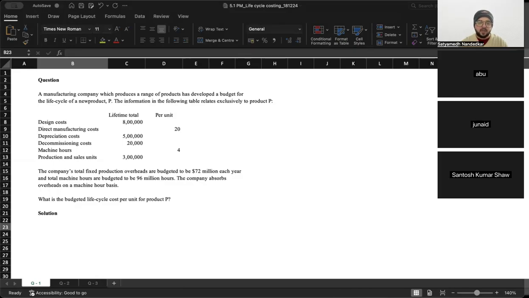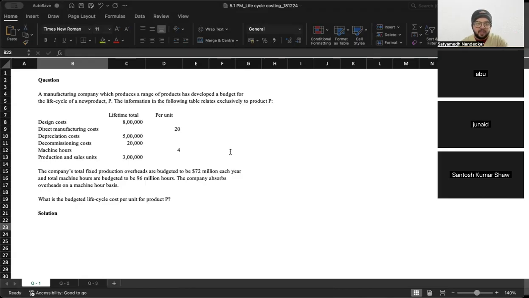Now, in this case, as you can see, there are two columns. One column specifically talks about the lifetime total values, and the other column talks about the per unit numbers. So the numerator is already given to you. Just identify if there are any places in this calculation where you will have to calculate the production cost, which is given per unit. You will have to calculate the total production cost. So there could be those areas where that calculation is required. The first thing that you should do is accumulate the lifetime cost in one place and then take it ahead from there.